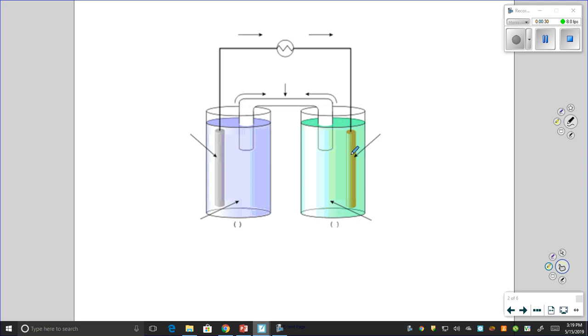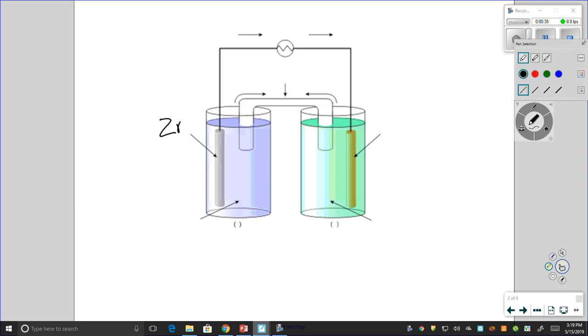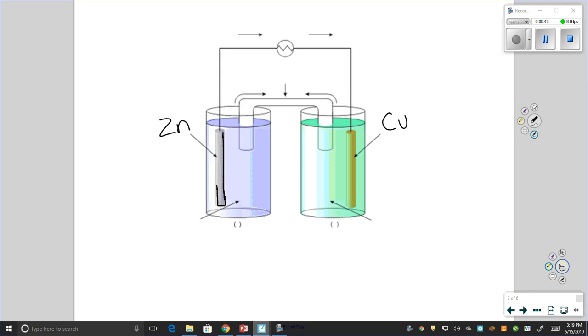So for our purposes today, our cell here on the left is going to have a zinc electrode in it, and our cell on the right is going to have a copper electrode. This is your electrode. The electrode is made out of solid metal. So our electrode on our left side here is zinc. Our electrode on our right side here is copper, and they are solid metal.